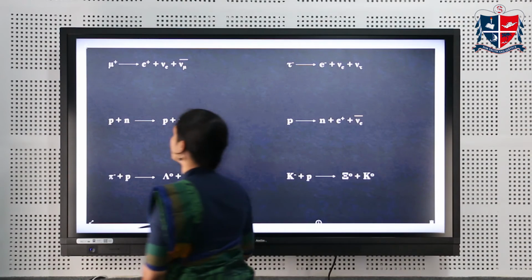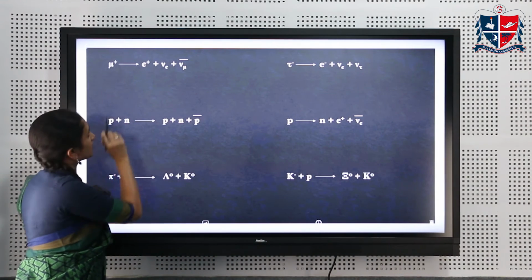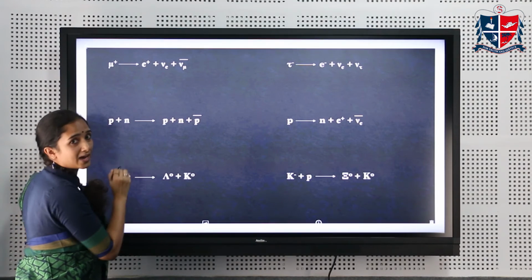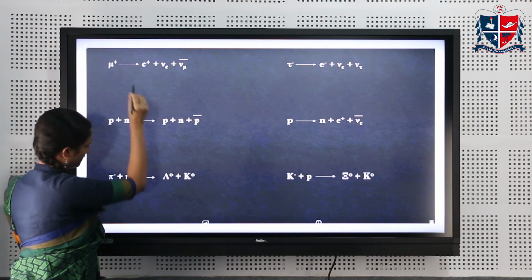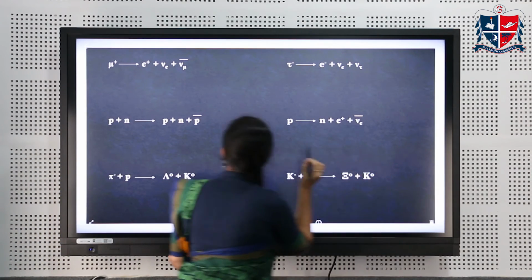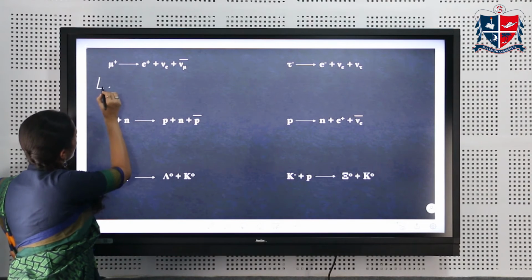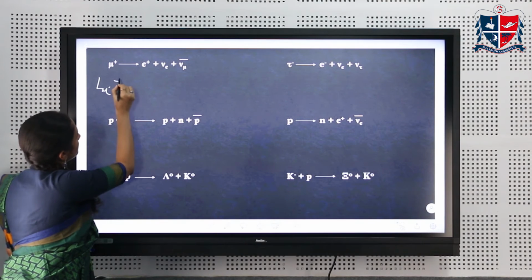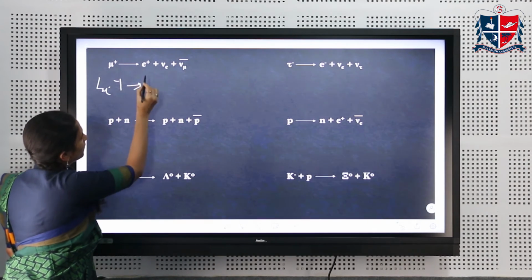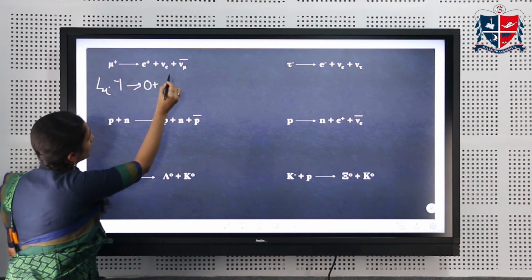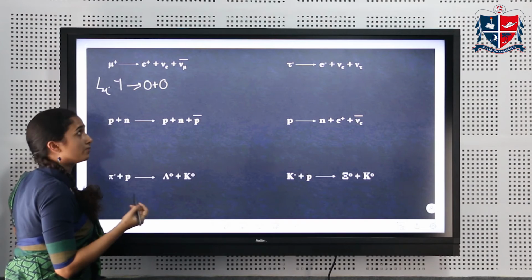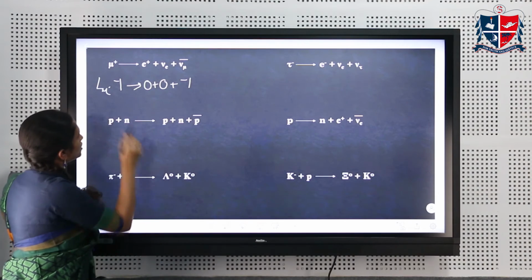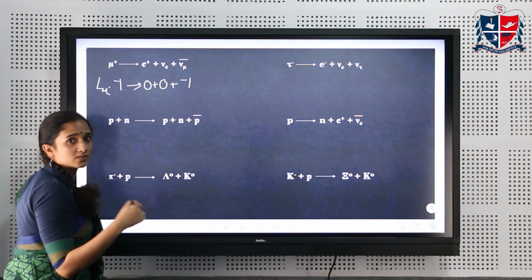In the first interaction, we can see that we have a mu plus, which is getting converted into a positron, an electron neutrino, and a mu antineutrino. So when we consider the quantum numbers, we have the muon lepton number L mu. For the mu plus, being a muon antiparticle, it will be -1. For the positron, muon lepton number is 0. For the electron neutrino it is also 0. And for the mu antineutrino, we have -1. So muon lepton number is conserved.